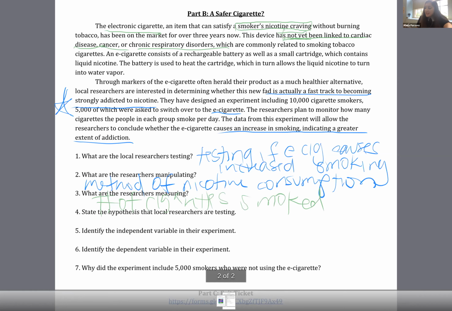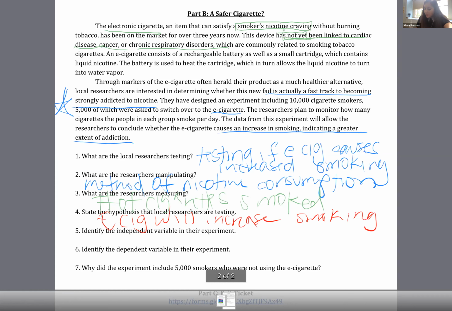So what is their hypothesis? Their hypothesis that they are testing is that they predict the e-cigarette will cause an increase in smoking. So does the e-cigarette cause an increase in smoking because it's a more efficient method of nicotine delivery? So the hypothesis is that e-cig will increase smoking.